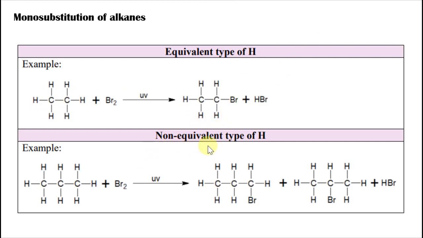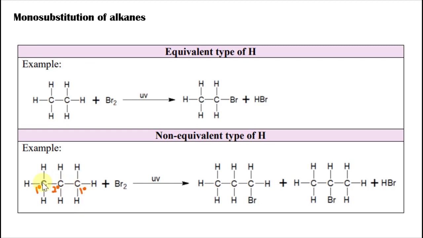For a non-equivalent type of hydrogen, for example, propane, we have three carbons in propane. The first carbon here is the primary carbon, while the second carbon here is the secondary carbon, and the third carbon here is also a primary carbon. All the hydrogens attached to the primary carbon are primary hydrogens, and the hydrogens attached to the secondary carbon are secondary hydrogens.